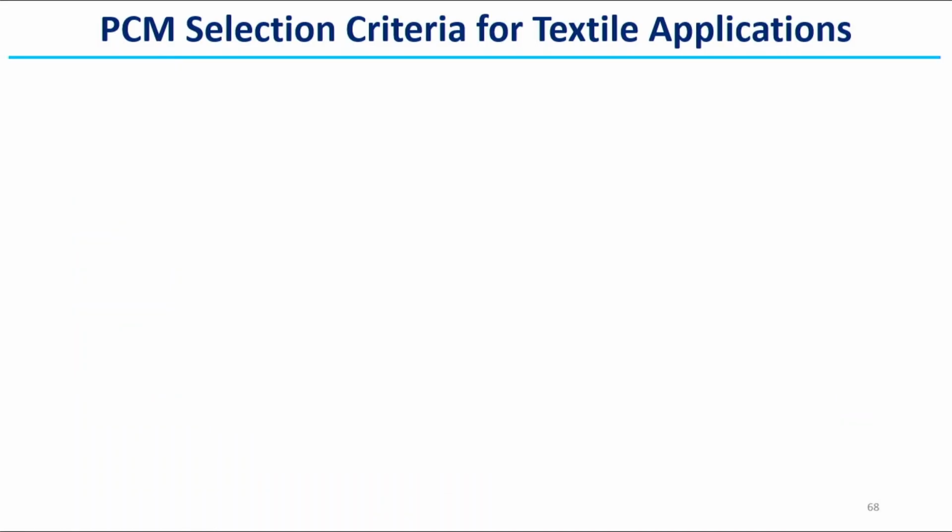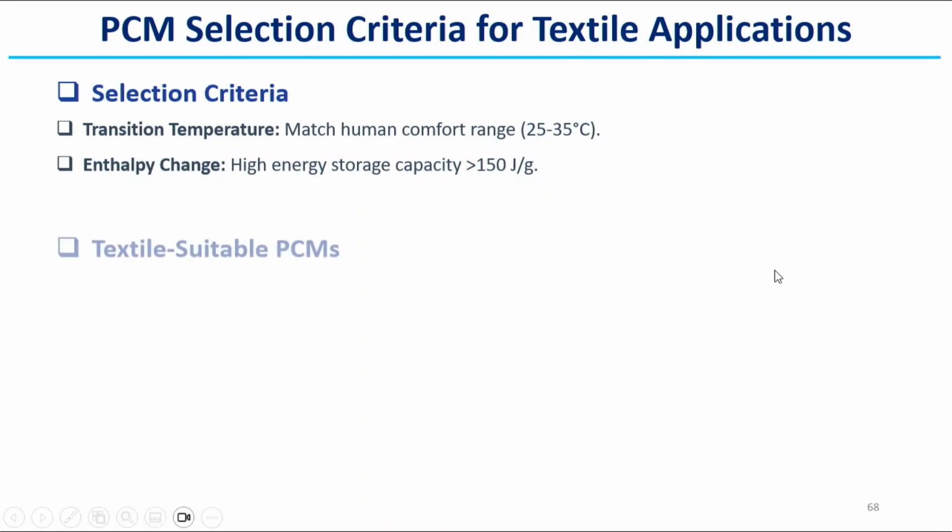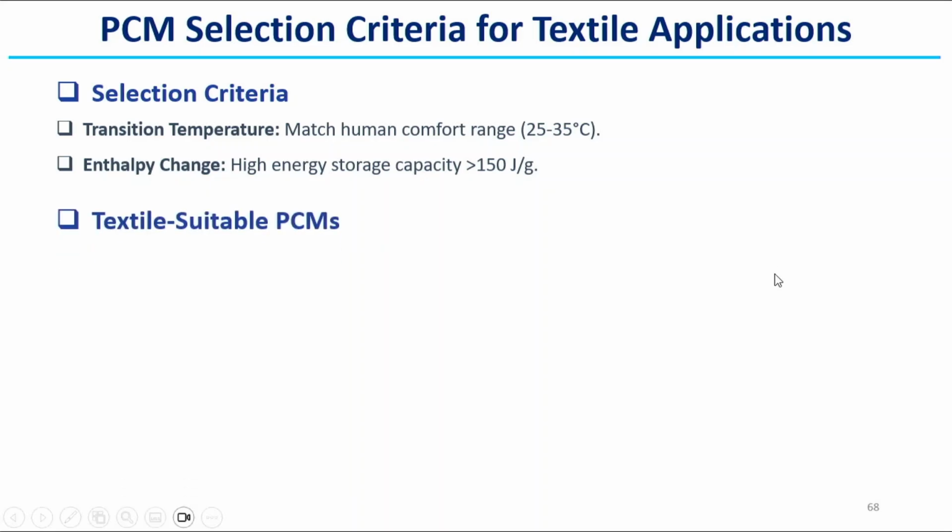Now, the selection criteria for textile applications are, first, transition temperature. The transition temperature should match the human body comfort range, 25 to 35 degrees Celsius. At that temperature, the phase change should take place. Second, the enthalpy change, high storage capacity, typically more than 150 joule per gram.